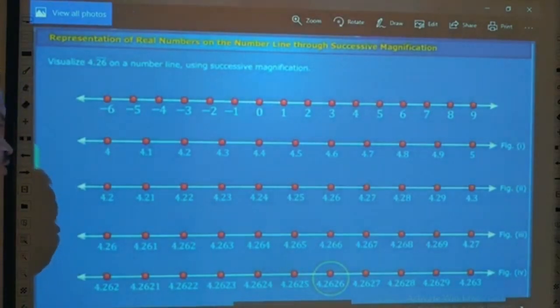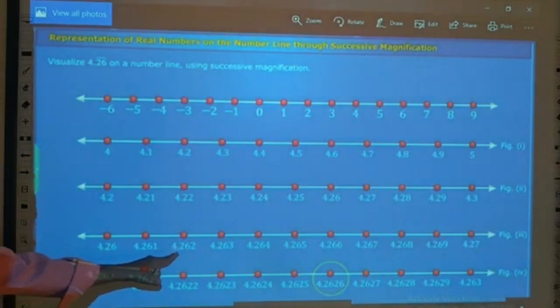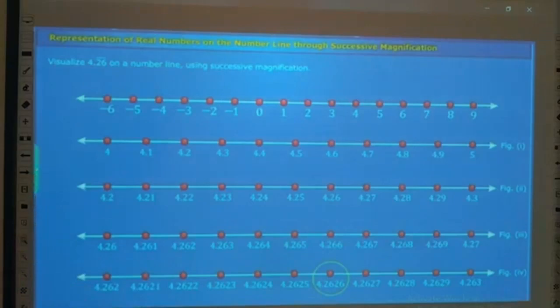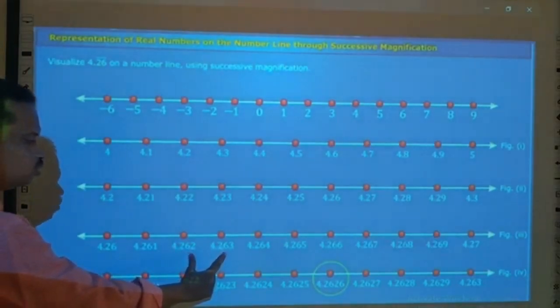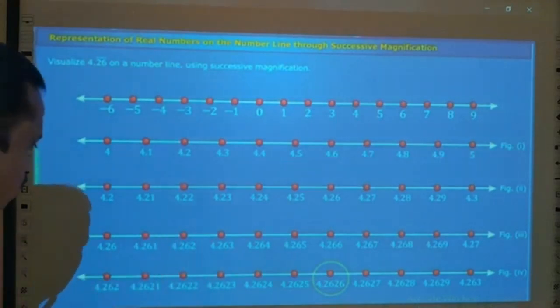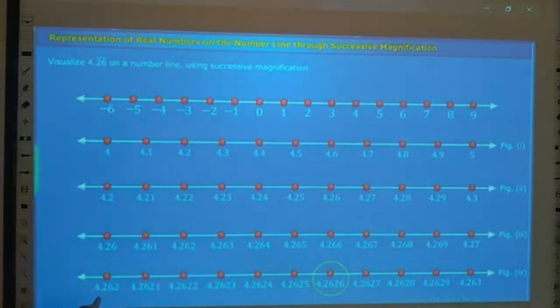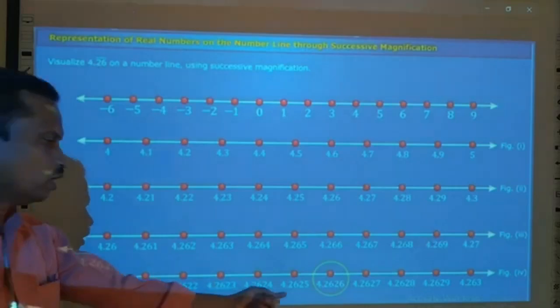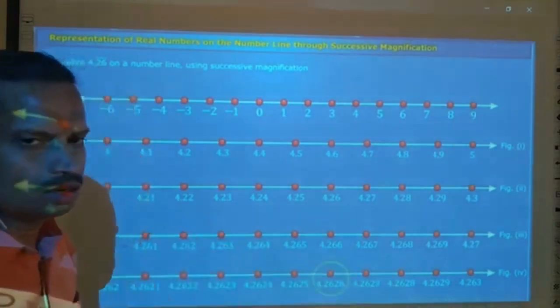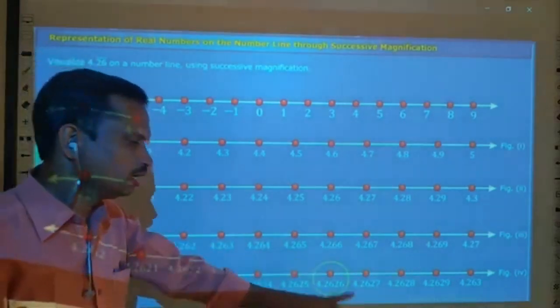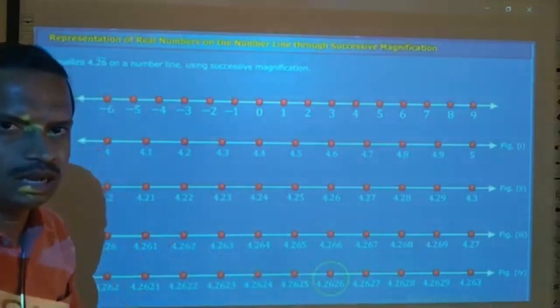And again, if you try for 4.2626, now 4.262 is here. After that you have to get 6. For that you have to magnify 4.262 and 4.263. Okay, children. Now you magnify this. You get 4.262 and then 4.2621, 4.2622, 4.2623, likewise here 4.2626 and so on, after that 4.263. So now the rounded number is the required decimal number.